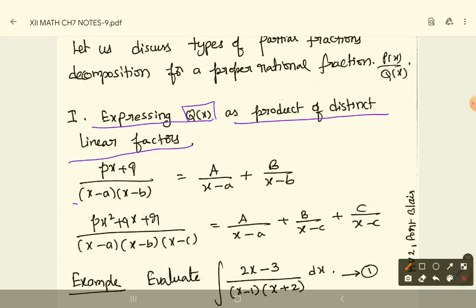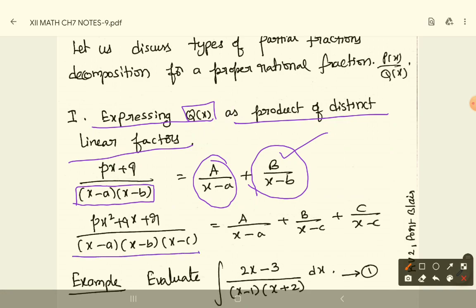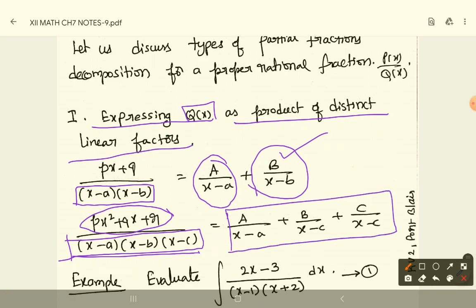Like, see, there are two distinct linear factors in the denominator. You should write it as a by x minus a plus b by x minus b. This way of writing is called partial fractions decomposition. So here we have x minus a, x minus b, x minus c in the denominator. The degree of the numerator is 2. The degree of the denominator is 3, because after multiplication I get x cubed. So this is a proper rational fraction. So you can write this partial fractions decomposition as a by x minus a plus b by x minus b plus c by x minus c.